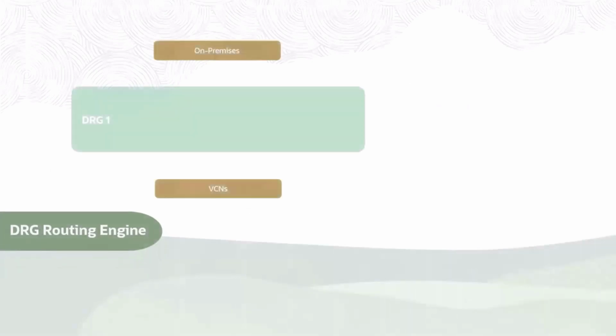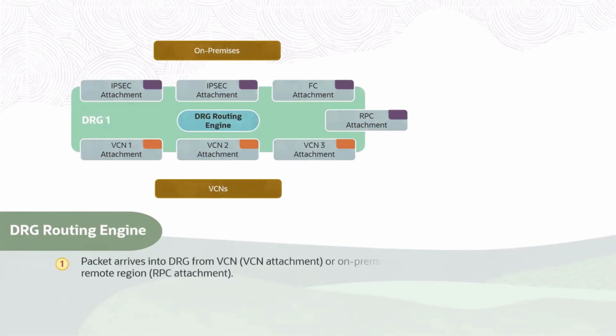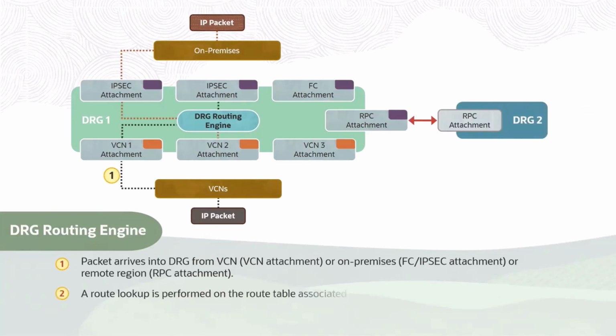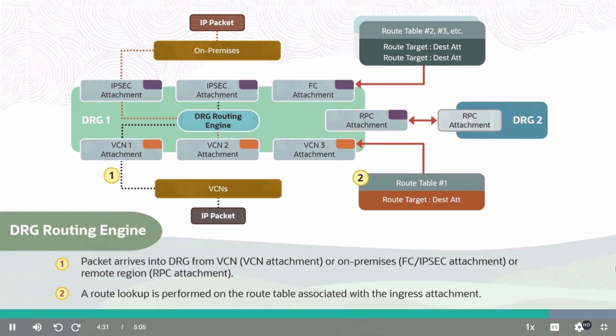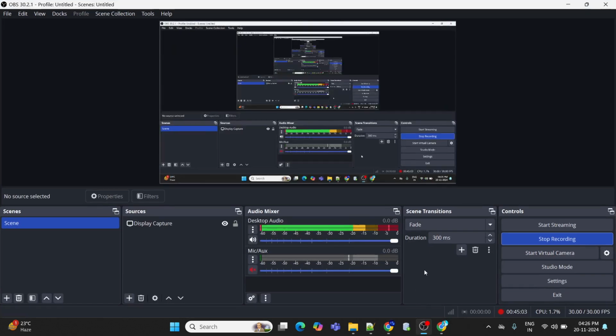So this is a quick visualization of how the DRG routing engine works. The first step is when the packet arrives into the DRG from the different types of attachments. Then a route lookup is performed on the route table that is associated with the ingress attachment. If it's a VCN, then the lookup is performed in the route table associated with the VCN attachment. Ultimately, the packet is going to be forwarded by the DRG routing.